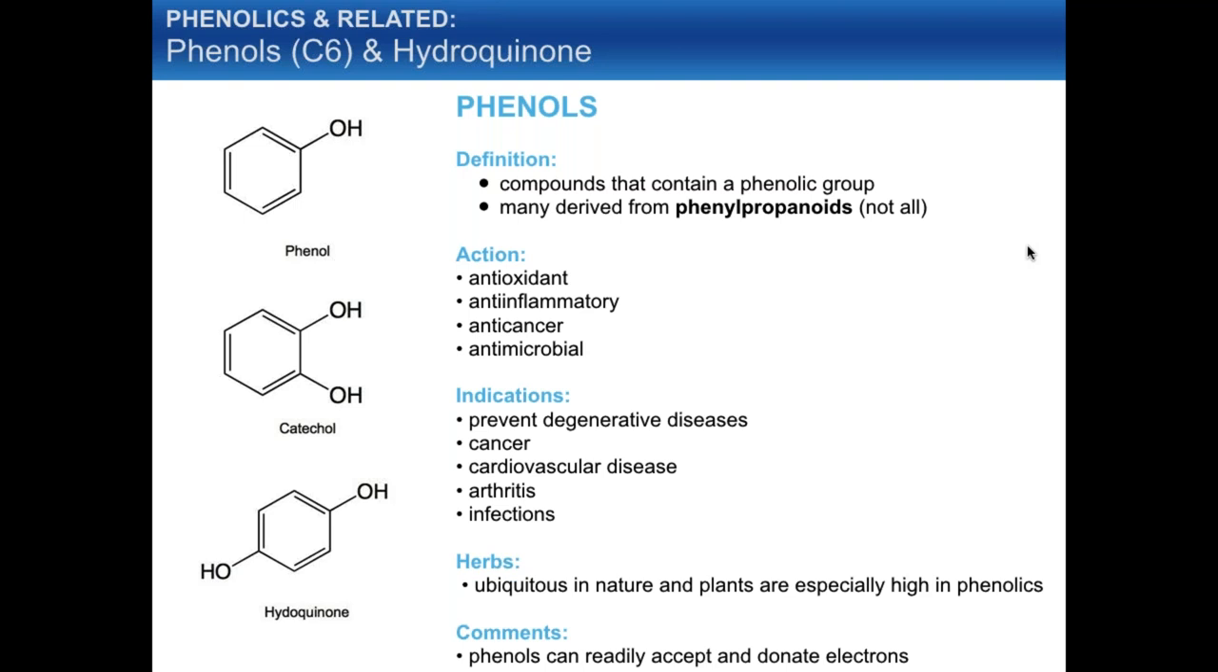Now, because they scavenge free radicals, many of them can help prevent cancer, but also various phenolic compounds have the ability to interact with certain receptors on cells to induce apoptosis or to help decrease inflammation and do all these various things that can help reduce cancer growth. So a lot of phenolic compounds have that ability.